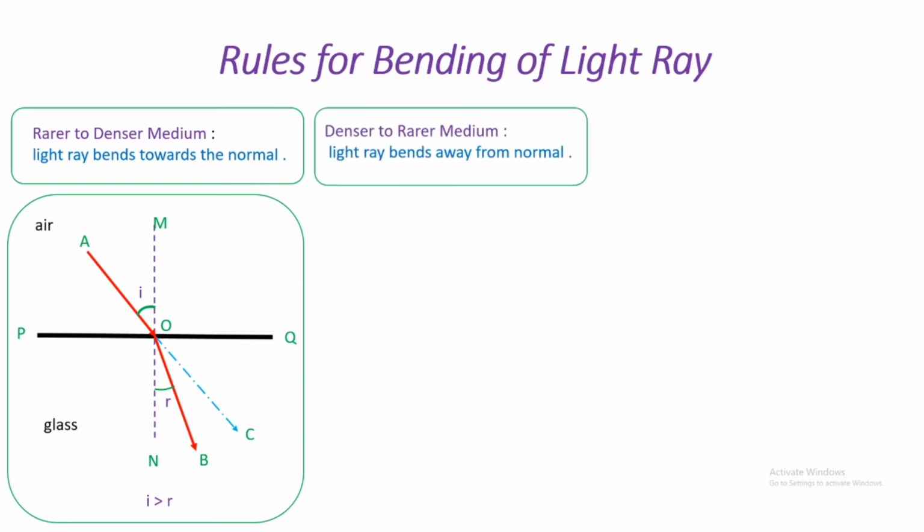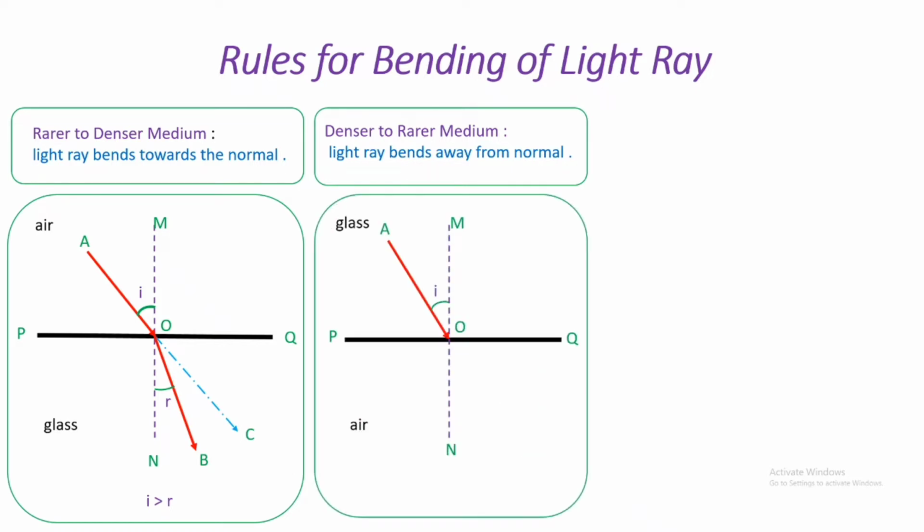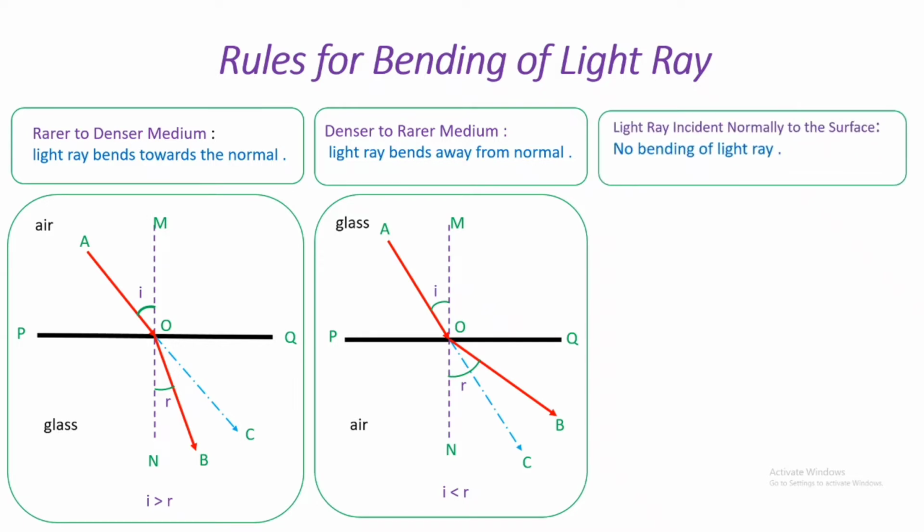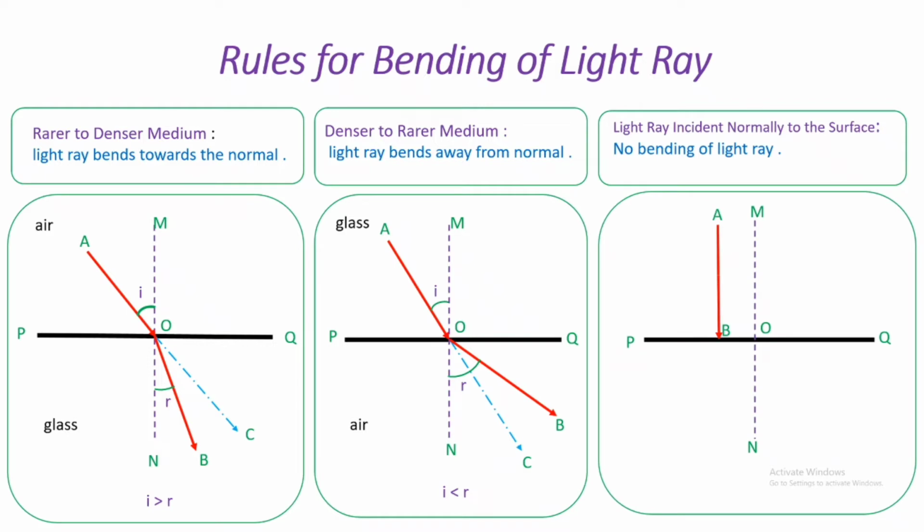Denser medium to rarer medium: the light ray bends away from the normal. If AO is the incident ray and the light ray would not bend, then it would take the path OC. But the light ray bends away from the normal and takes path OB because of refraction. If a light ray is incident normally on the surface, then there will be no bending of light, whichever the medium is.